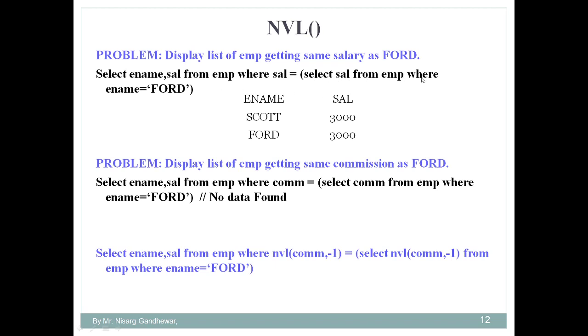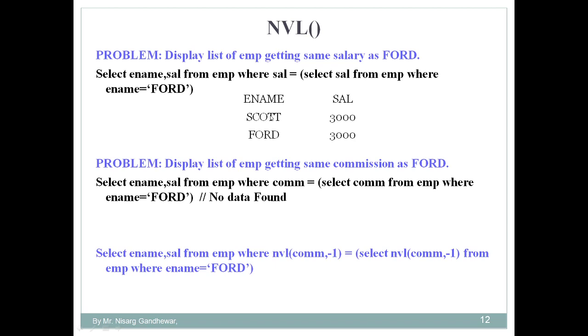Select sal from employee where ename equals 'FORD'. So this inner query will return the salary of Ford. Suppose the salary of Ford is 3000, and the outer query compares the salary of each employee with this 3000. Wherever you find the value 3000, that employee name and salary is displayed. So this is a very simple solution to display the employees who are getting the same salary as Ford. Suppose I execute this query, I will get this kind of output.